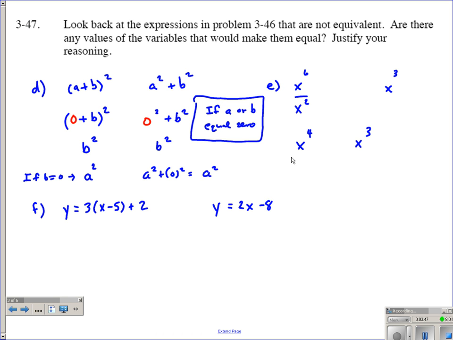Well, what numbers can you multiply times itself over and over repeatedly and still end up with the same value? In this case, if x is 1, then these two expressions are going to be equivalent.